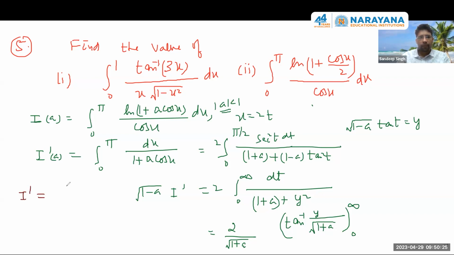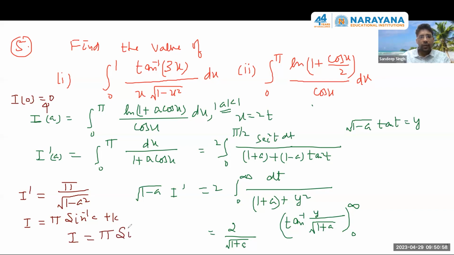Yes. Yes, sir. Pi upon root of 1 minus a square. Integrate both sides to get I equal to pi sine inverse a plus constant. From the initial condition, what is I of 0? Equal to 0. Here you put a equal to 0 and use this fact to get the value of k, which is again 0. What is the value of this integral? Pi times sine inverse a. That is why we have chosen a to be between -1 and 1 to get this answer.